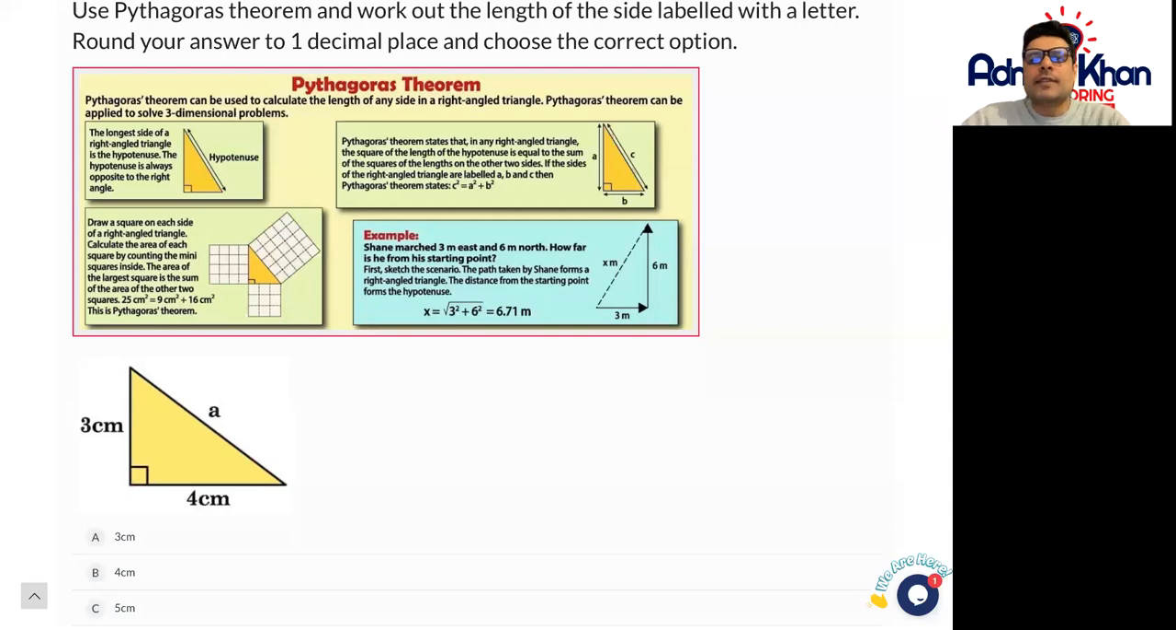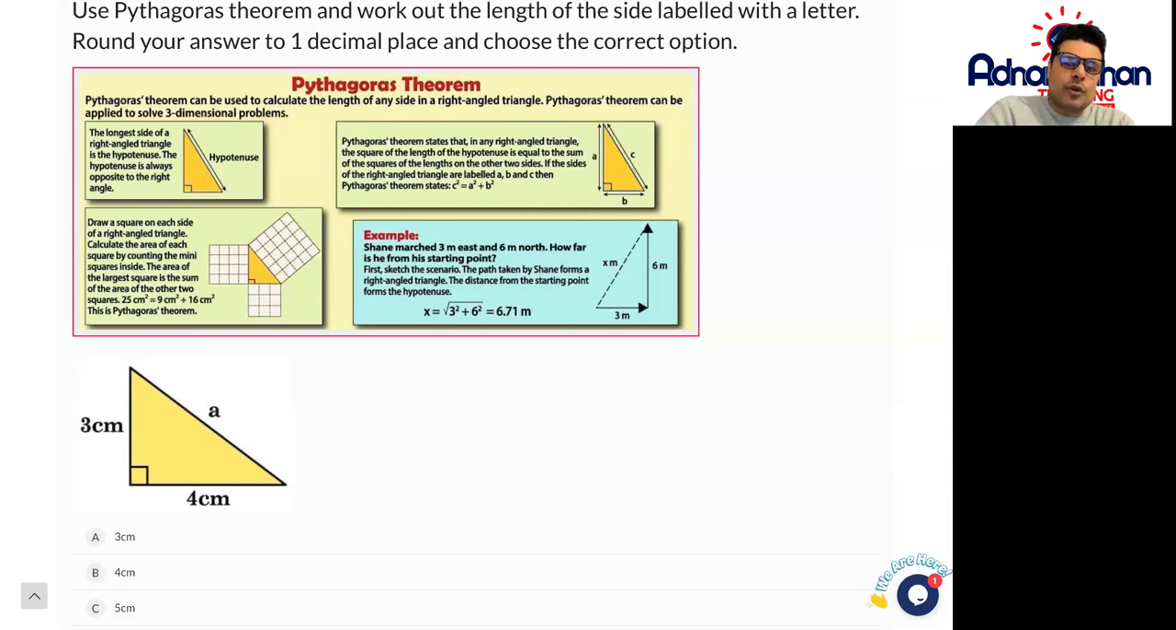So Pythagoras theorem is all about calculating the length of any side in a right-angled triangle. So remember, Pythagoras is only used as a theorem in maths to calculate any side of a right-angled triangle.